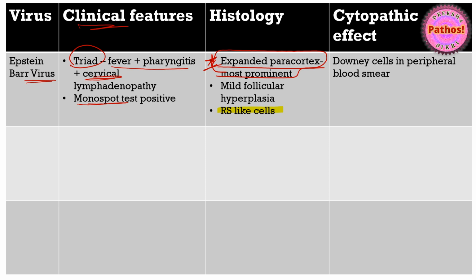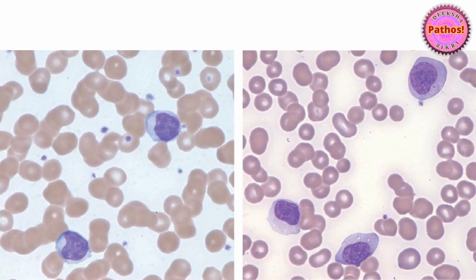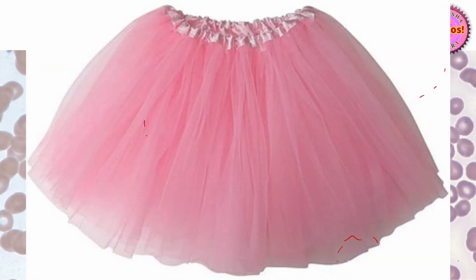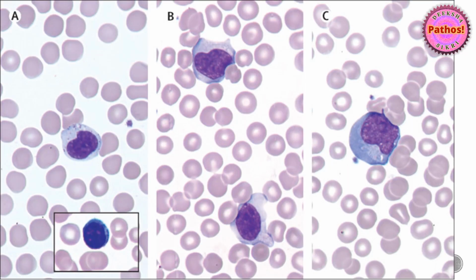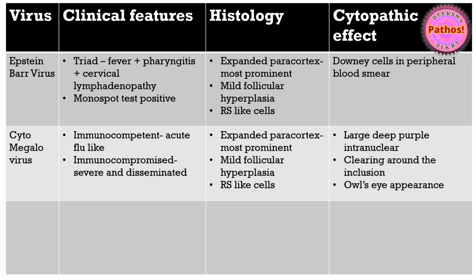Don't call it Hodgkin. These are RS-like cells. Now, as a cytopathic effect in the peripheral blood smear, you'll get Downey cells. Now, what would they look like? You can see lymphocytes here with abundant cytoplasm and a bit of bluishness to their cytoplasm, right? This abundance is called the ballerina skirt appearance. And here you have a couple of more lymphocytes. You can see bluish abundant cytoplasm, a little spread out like the ballerina skirt. So these are all examples of Downey cells. Downey cells are reactive T lymphocytes seen on the peripheral smear.